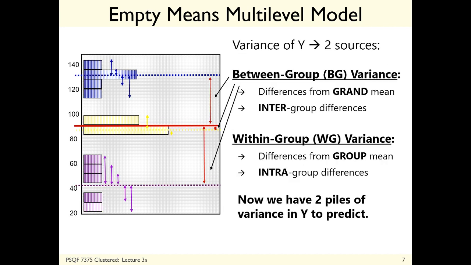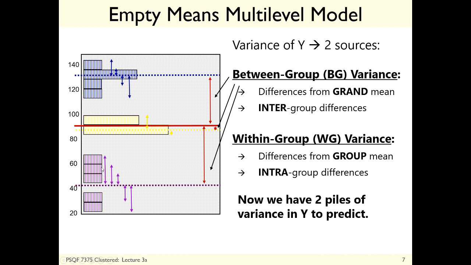So in allowing each group to have their own intercept, what we're actually doing is partitioning total variance in an outcome immediately into two sources. The difference between the group means here, given by the dashed lines and the red line, how far off each group mean is from the grand mean, that becomes the basis of between-group variance, and that is what we refer to as inter-group differences.